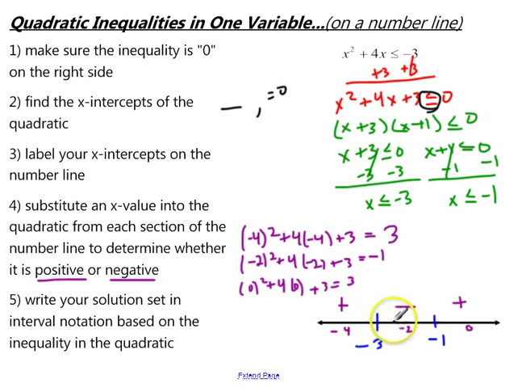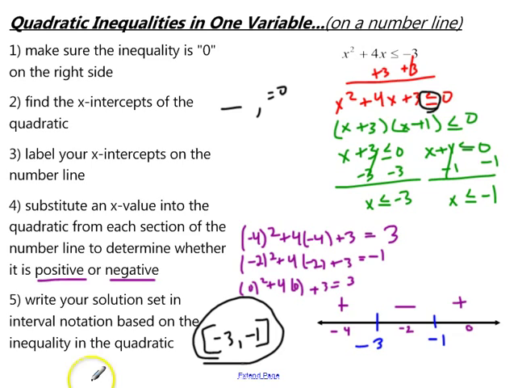So our negative values are here between negative 3 and negative 1, but we also want the values where this quadratic equals 0, which are going to be our intercepts. So our final answer is from negative 3 to negative 1, and because it says equal to, we want to include those values, so we use those brackets. And this is our final answer.